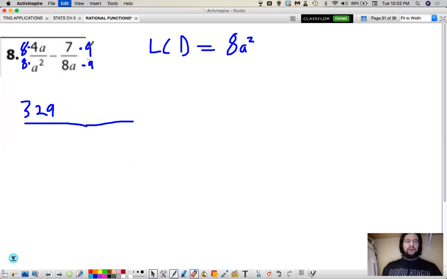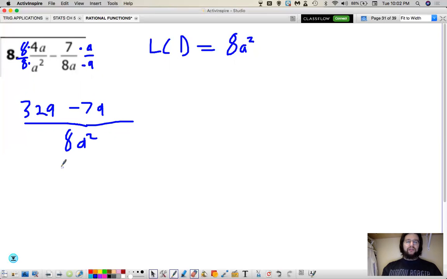Because remember, if we divide by the same thing we're multiplying by, we're not changing the value, just what it looks like. 8 divided by 8 is 1. A divided by a is 1. Of course, a can't be 0, because then this problem doesn't exist, but whatever. We're going to assume in all of these cases that our variable is not going to be 0. If it is, then we have issues and we're not worried about it. Our denominator is not 0. Don't worry about that. So minus 7a over our common denominator of 8a squared.